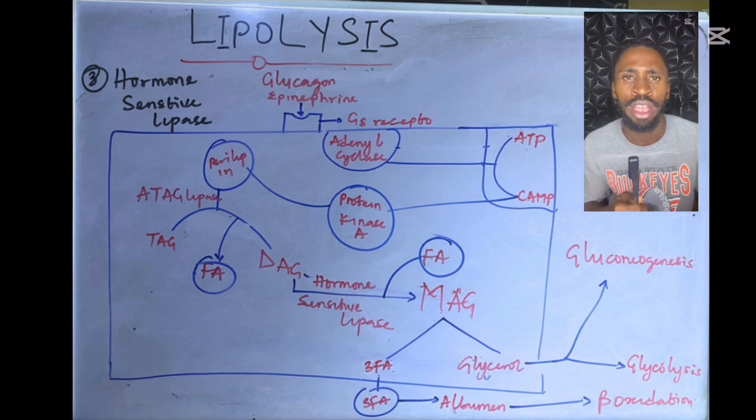So what happens? The fatty acids are insoluble in the blood, so they cannot pass through the blood. They need a carrier, which is what? Albumin. So albumin carries them through the blood for the purpose of what? Beta oxidation. While the glycerol does the same thing as before, either undergoing gluconeogenesis or glycolysis for the formation of what? ATP. So it's very, very easy. Hope it makes sense to you.